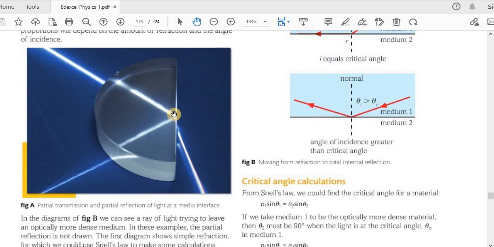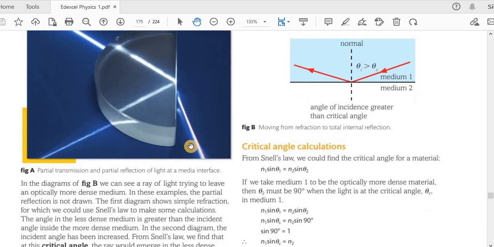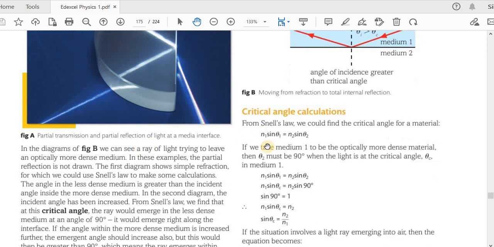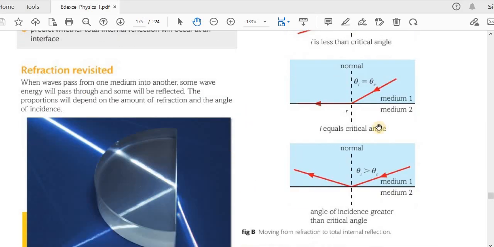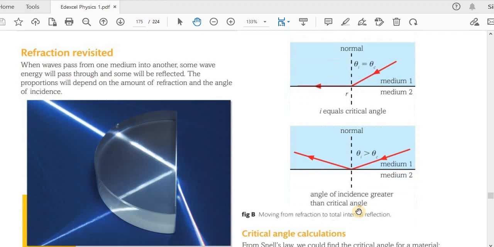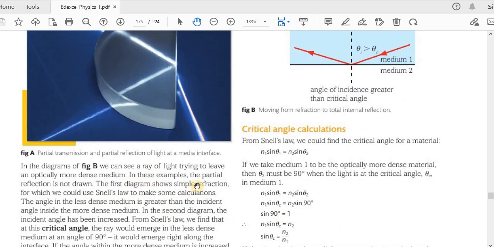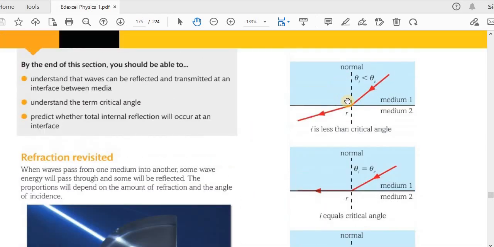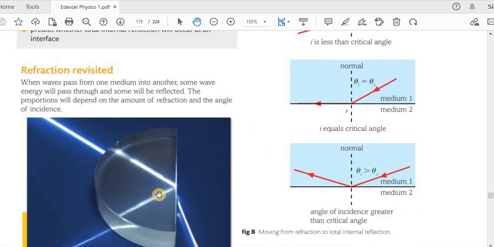Interface means at the surface. So you can see where the boundary is between the two materials, that's called the interface. And this happens, the refraction and reflection happen at the interface. In the diagrams of figure B, we can see a ray of light trying to leave an optically more dense medium. So for example, it can be glass, here it can be air. In these examples, the partial reflection is not drawn. You can see it's not drawn here, but you can see it in the picture here.